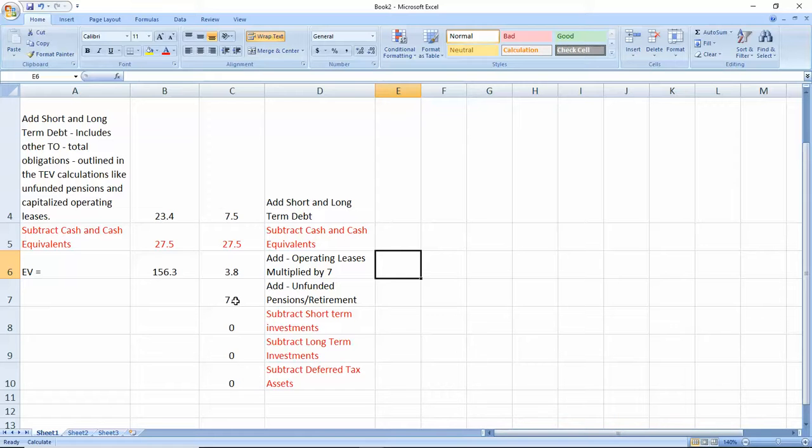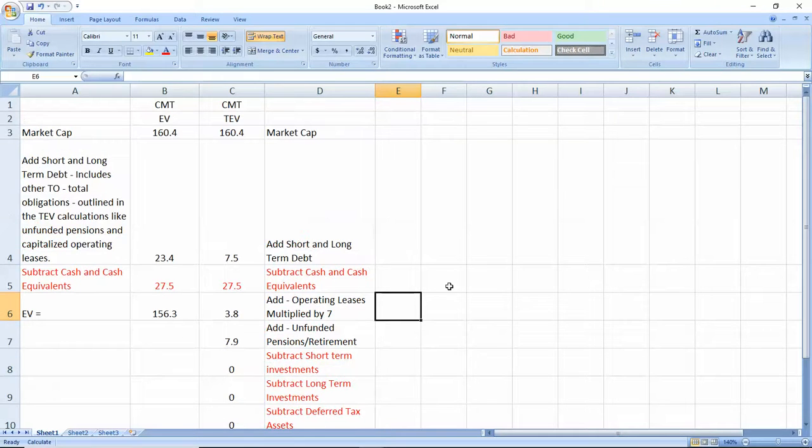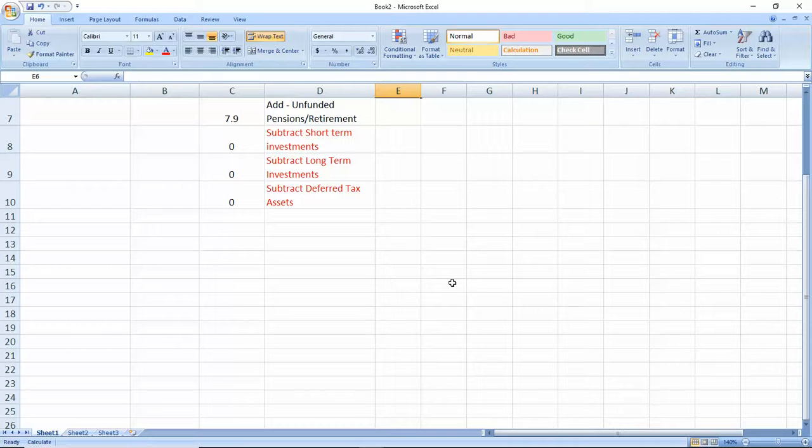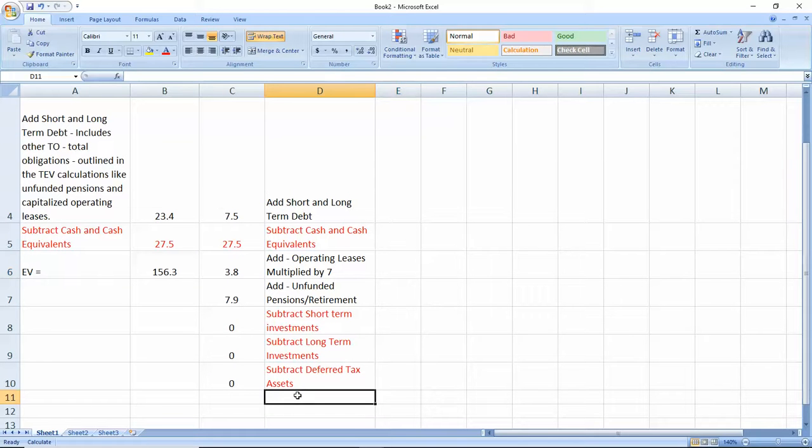So there is that. So their EV is 156.3. Their TEV is 160.4 plus 7.5 minus 27.5 plus 3.8 plus 7.9 equals, so their TEV equals 152.1.